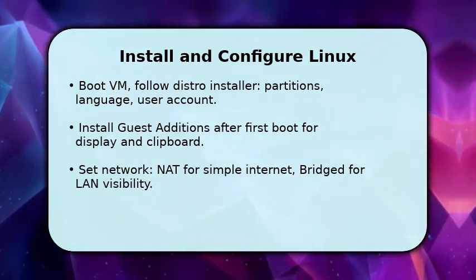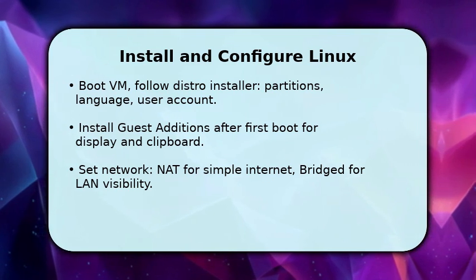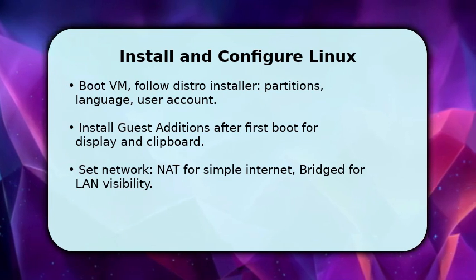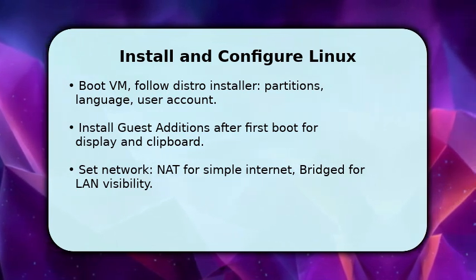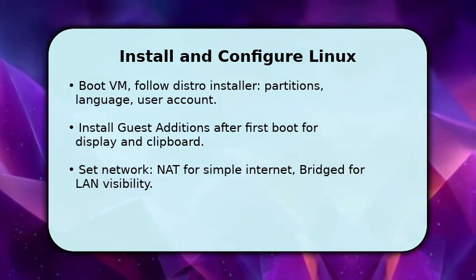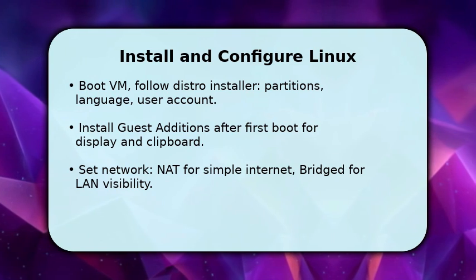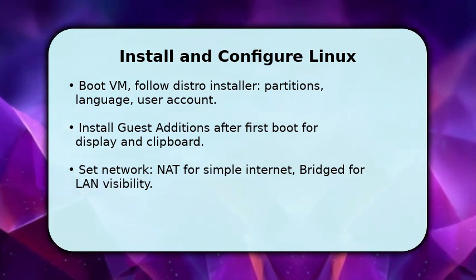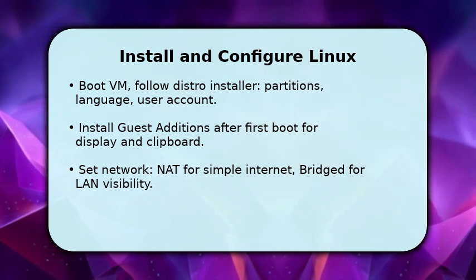After first boot, mount the Guest Additions ISO from the VirtualBox devices menu and run the installer to enable shared clipboard, dynamic display, and folder sharing. Then configure the VM network. Choose NAT for straightforward internet or bridged if you need the VM visible on your LAN. Make sure drivers and updates finish installing.